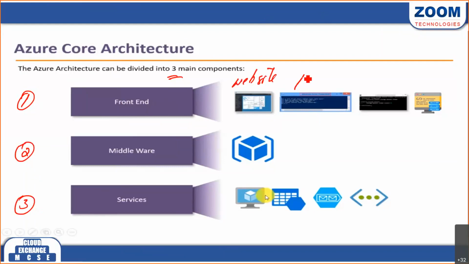Or we are using PowerShell, or we are using CLI, or we are using a REST client, guys. Okay, means our company website we are using. Middleware, guys. Middleware is what? ARM. So our Azure Resource Manager portal page is called the ARM page.